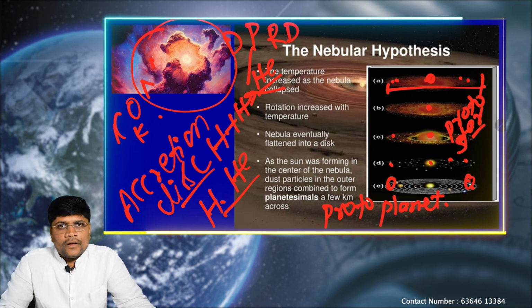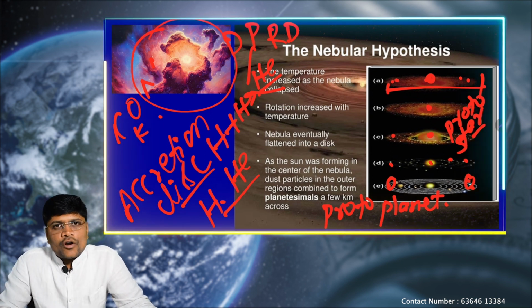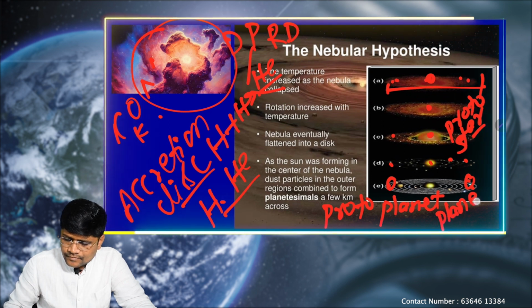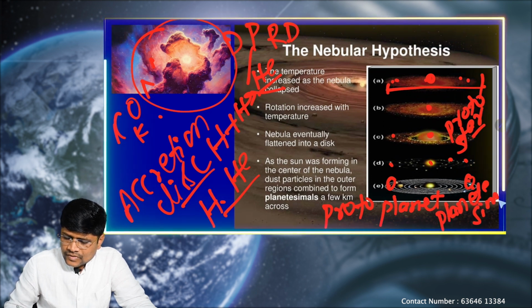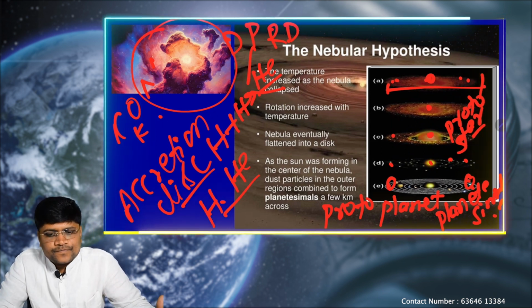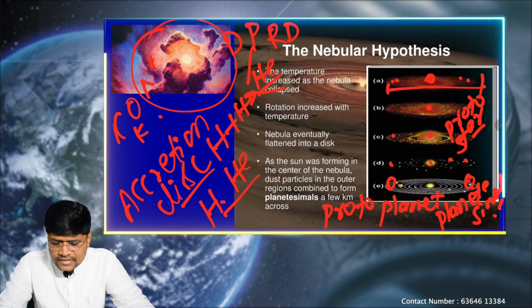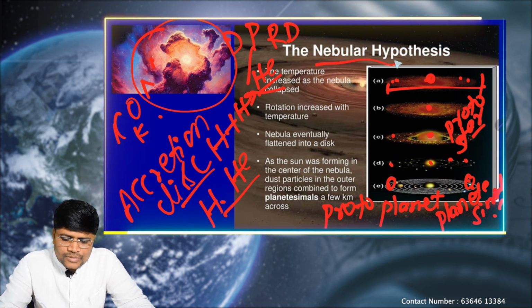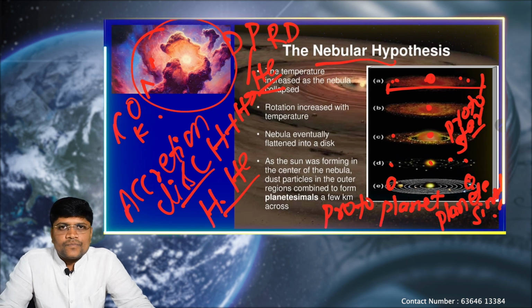Protoplanet. The rocky debris which got united and turned into planets were called the planetesimals. Planetesimals. The word planetesimals refers to the building blocks of the planets. Okay. So this is how the planets got originated. This nebular hypothesis mainly explains the origination of the solar system.